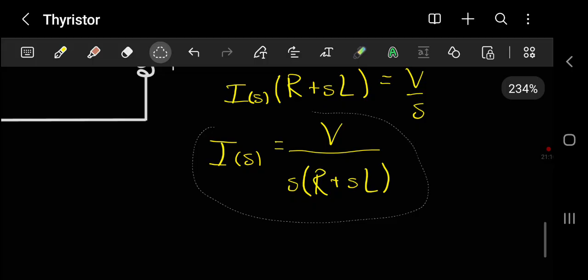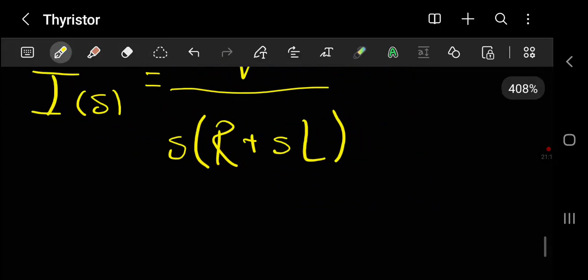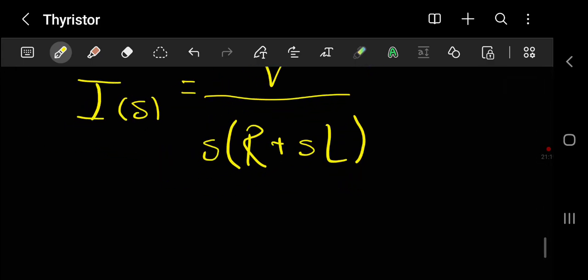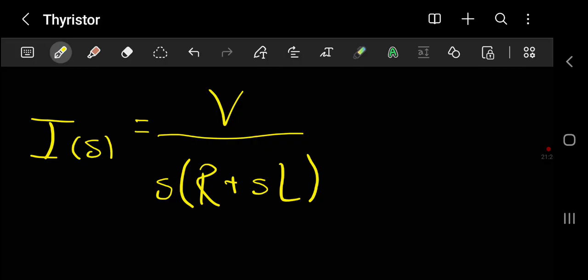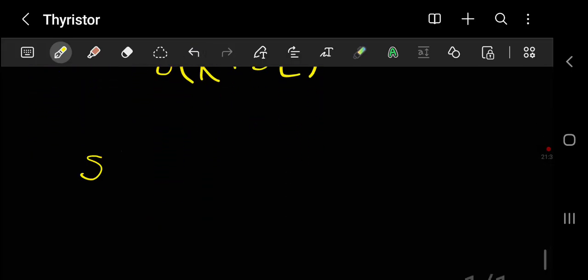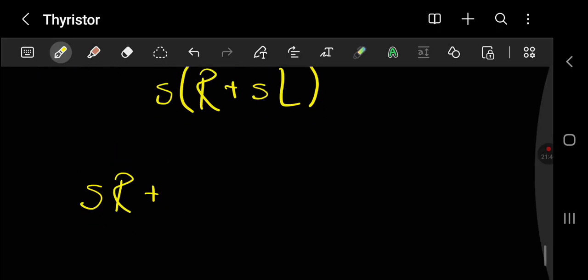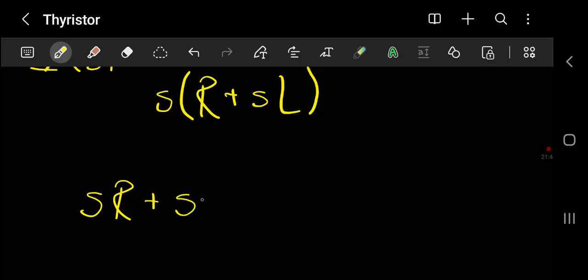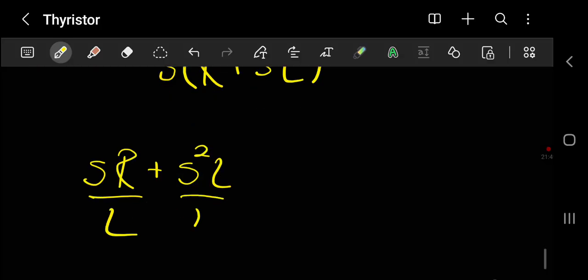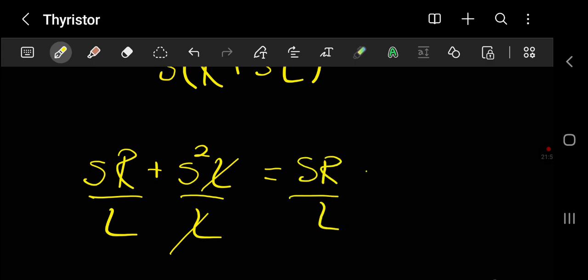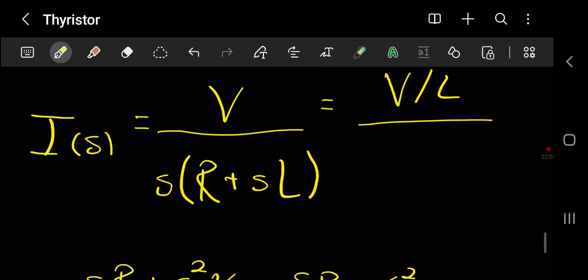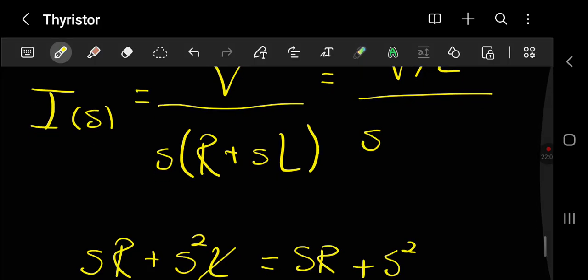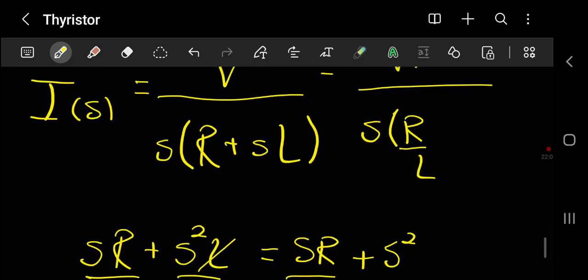And now reworking this equation, just doing some algebraic manipulation, dividing V by L, and the denominator also divided by L. So if we do this, distributing S on this term, we're going to have this, and dividing by L, so that is V over L divided by S in evidence, or L times S.